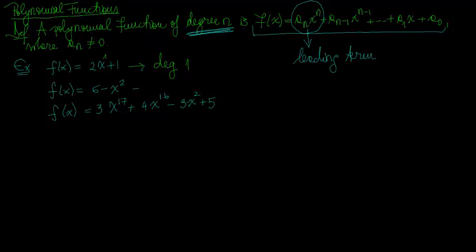The second function is also a polynomial of, in this case, degree 2, because the highest power that x is raised to is 2. And finally, the last function is a polynomial of degree 17, because x is raised to the highest power of 17, and this 3x to the 17 is the leading term of my polynomial.